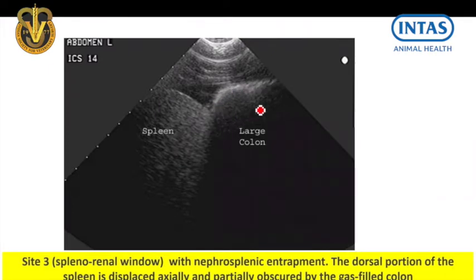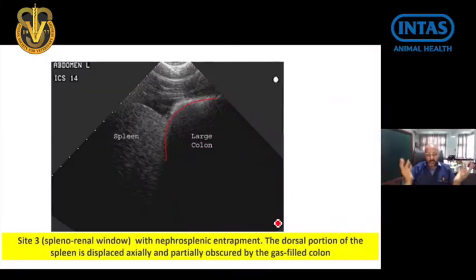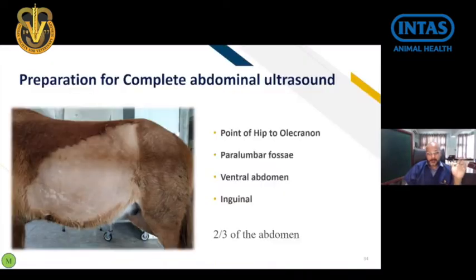Splenic entrapment here. When you don't find the kidney against the spleen at window 3, and instead you find this large viscus of the large colon, you can easily say that it is the nephrosplenic entrapment. It sometimes warrants surgery, and sometimes, if surgery is not available, it is managed conservatively: people give rolls to the animal so that the large colon is displaced from that site. So this window 3 gives you an idea about the nephrosplenic entrapment.